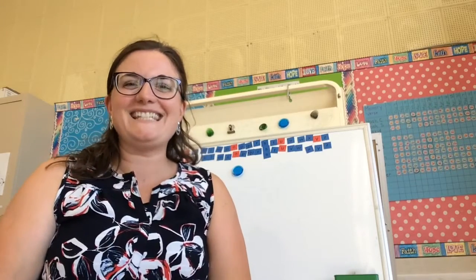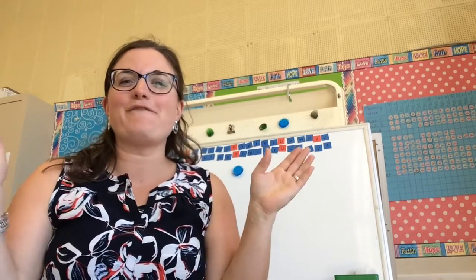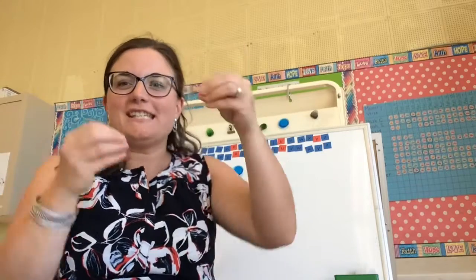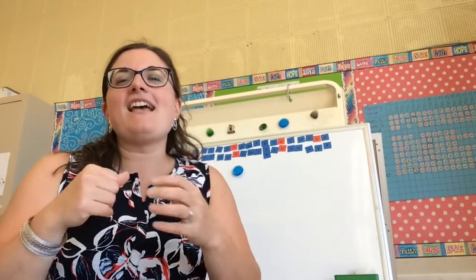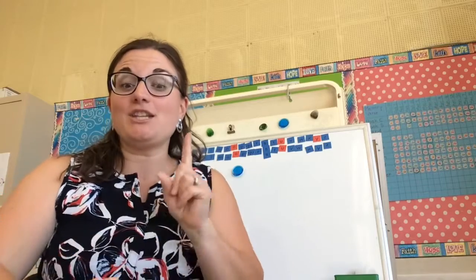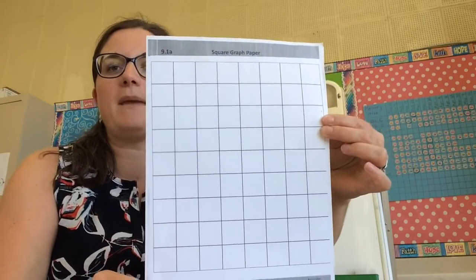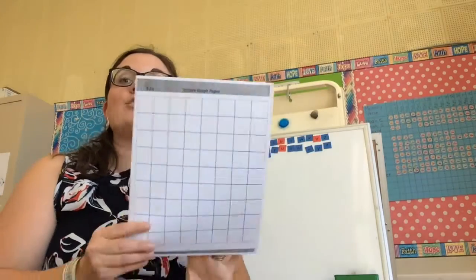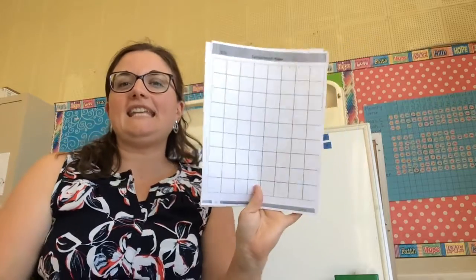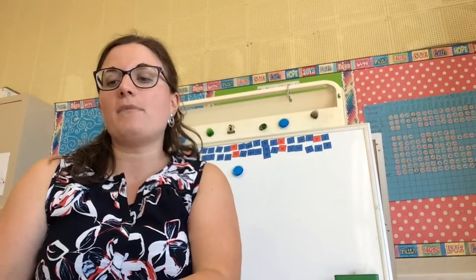Good morning, grade twos. Today is a Wednesday, and we have finished rearranging some shapes to make new shapes. And today we're going to start something new. You're going to need this square graph paper that I've put in your package, and you're also going to need a marker. So press pause if you need to, and get this page and a marker.